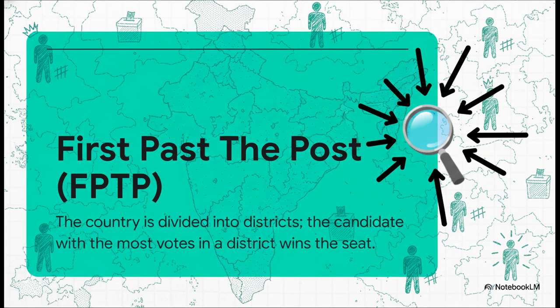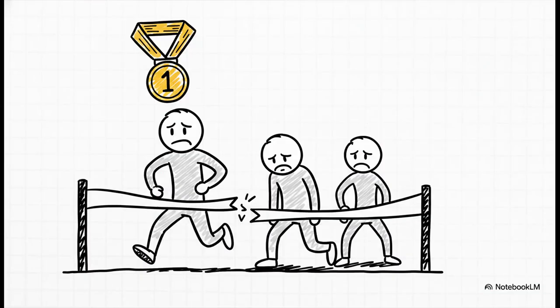Okay, so let's start with FPTP. The number one thing to get about this system is that it's all about local champions. The whole country is sliced up into hundreds of smaller areas we call constituencies. In each little area, a bunch of candidates compete, and the one person who gets the most votes, not necessarily over 50%, just more than anyone else, wins that one seat. That's it.